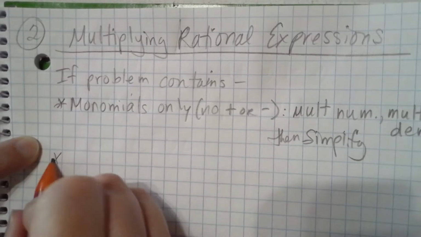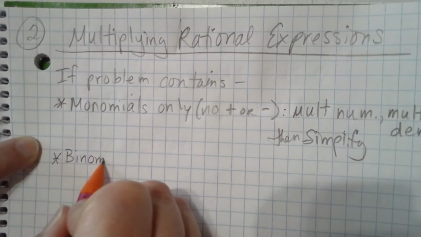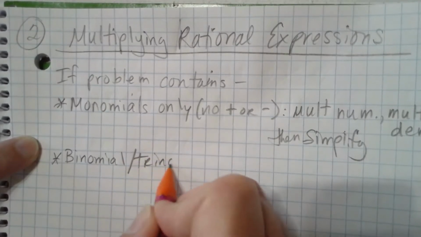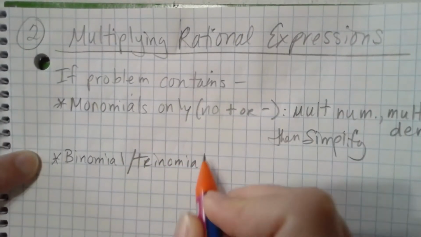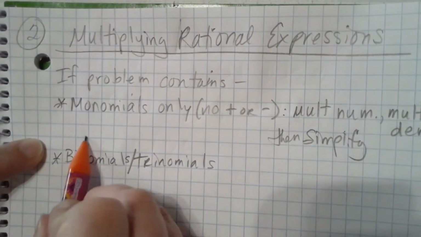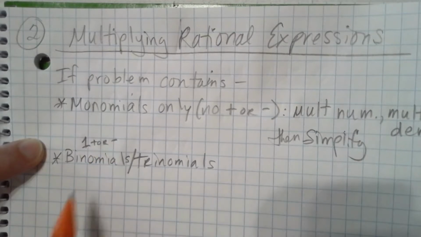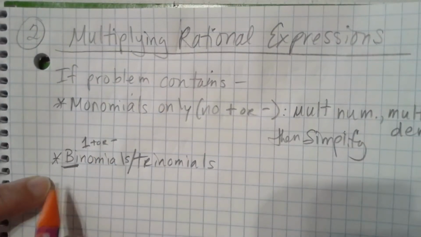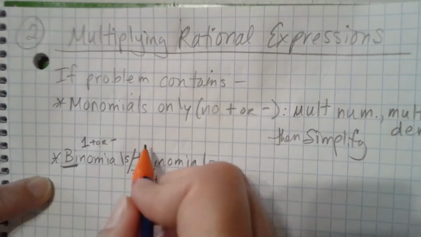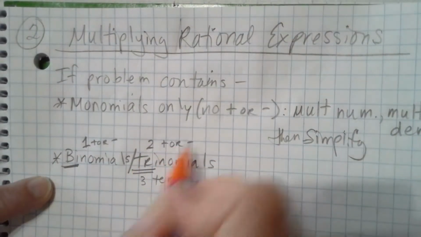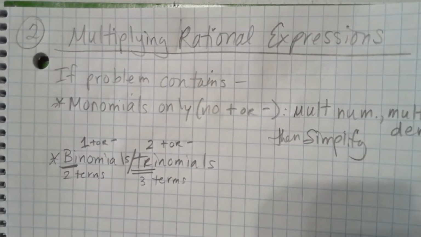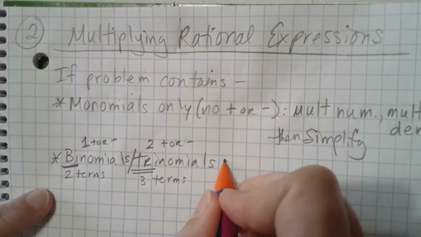If we have a binomial or trinomial, we're not going to go any farther than that. Binomial means we have one plus or minus, so we have two terms. Bi means two terms. Tri means we have three terms. So that's going to give us two plus or minuses. Over here we have two terms. I'll go through that again as we go.